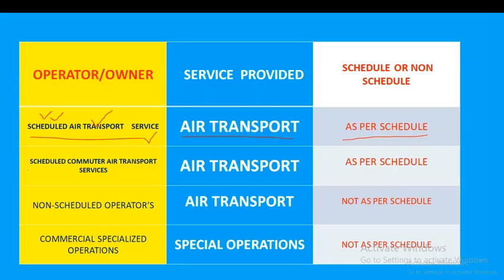Another one, as I already told you, is scheduled commuter. This is also a scheduled air transport service provider, but only for regional connections, to enhance regional connectivity. What type of service does this provider offer? This operator also provides air transport service and operates its fleet as per schedule.